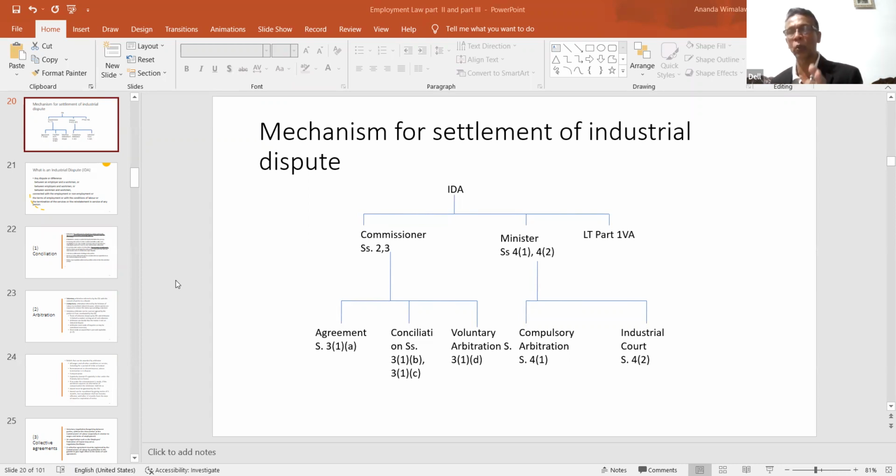This is also, right, next para: referring a dispute to the industrial court is also a compulsory arbitration.